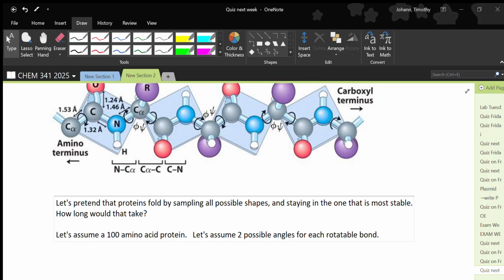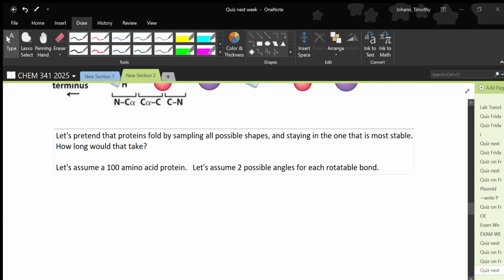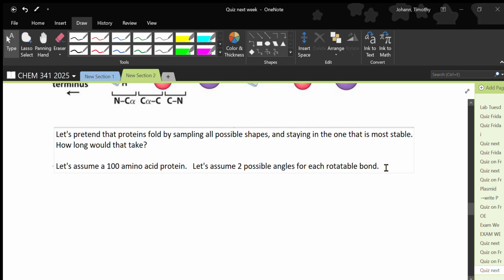How many bonds do we have then in our 100 amino acid protein? I heard the word 100. What number went before that? 200, right. Each amino acid has 2 bonds, and each has 2 possibilities. So we get 200 angles, each of which has 2 possibilities. It could be this or that.